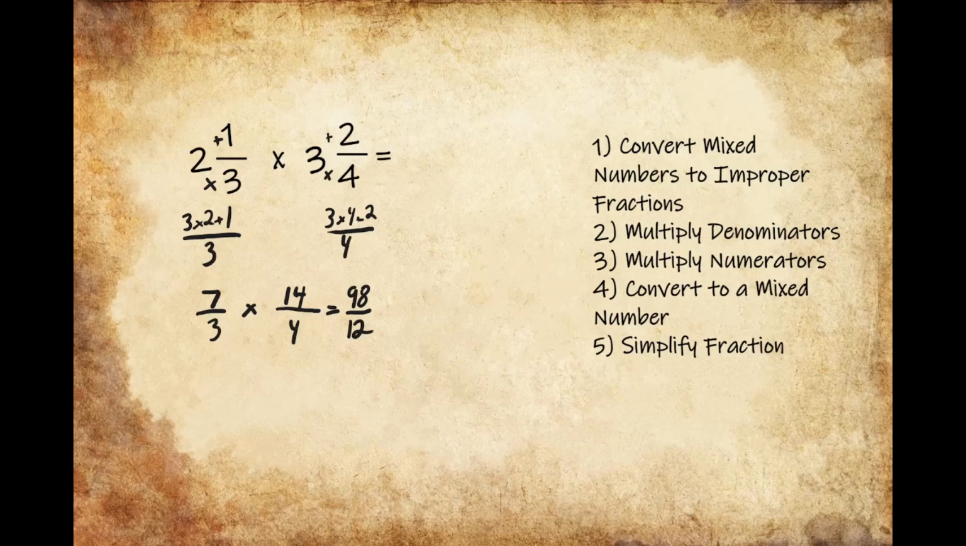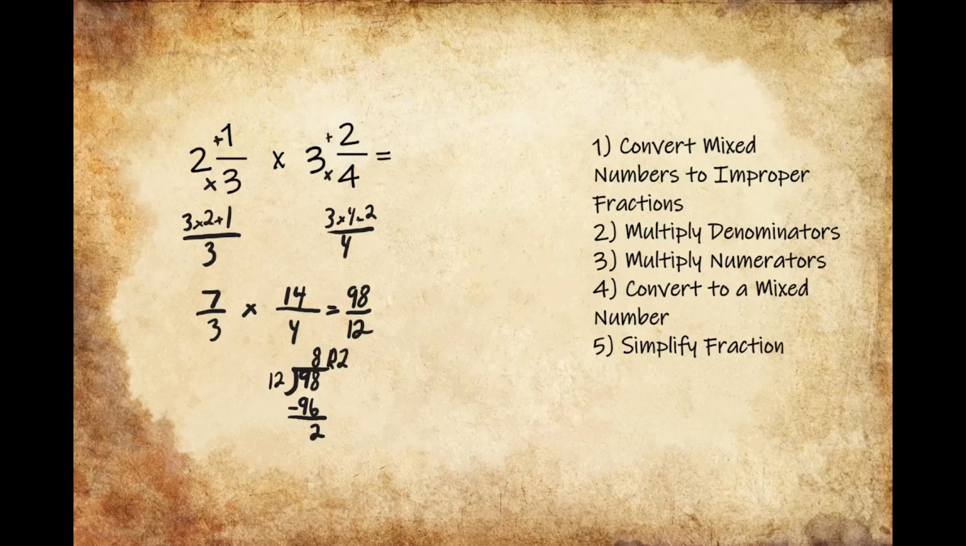So now that we've multiplied the values of our denominators and our numerators, we need to go ahead and convert this improper fraction into a mixed number. And to do that, we're going to go ahead and divide the value of our numerator by the value of our denominator to see how many whole groups of 12 we have. And we know that 12 goes into 98 8 times, and that 8 times 12 is 96. So we can go ahead and write a 96. And 98 minus 96 gives us 2. So we have 8 whole parts with a remainder of 2.